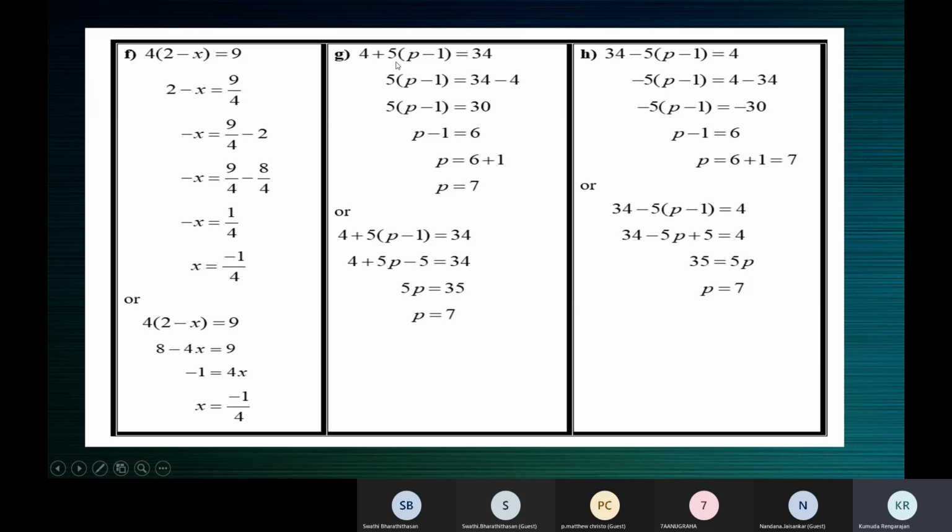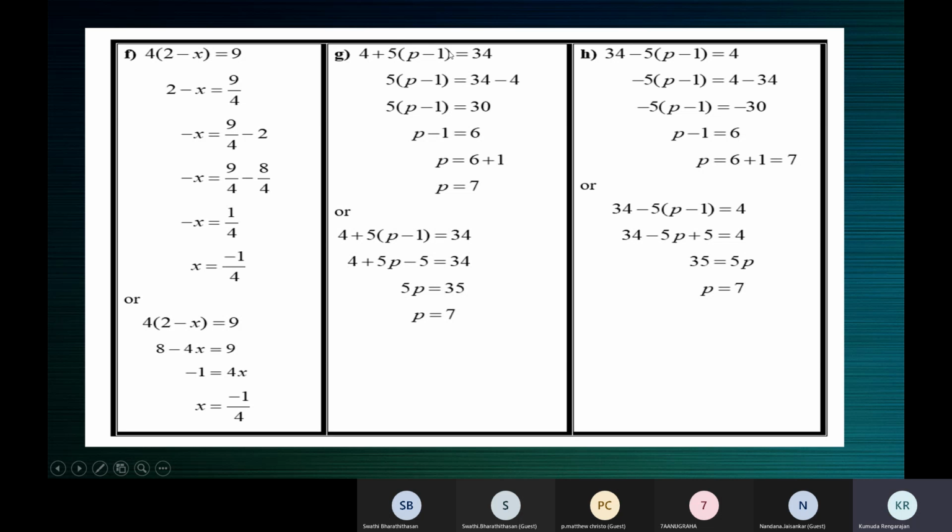Can we add 4 and 5? No, ma'am. Because 5 is connected with what? 5 is multiplied with the expression p minus 1. If it is 4 plus 5x, it's 5 into x, right? 5x is 5 into x. So you will not add 4 and 5 to get 9. Similarly here, it's 5 into p minus 1. So 5 is not independent to be added to 4.